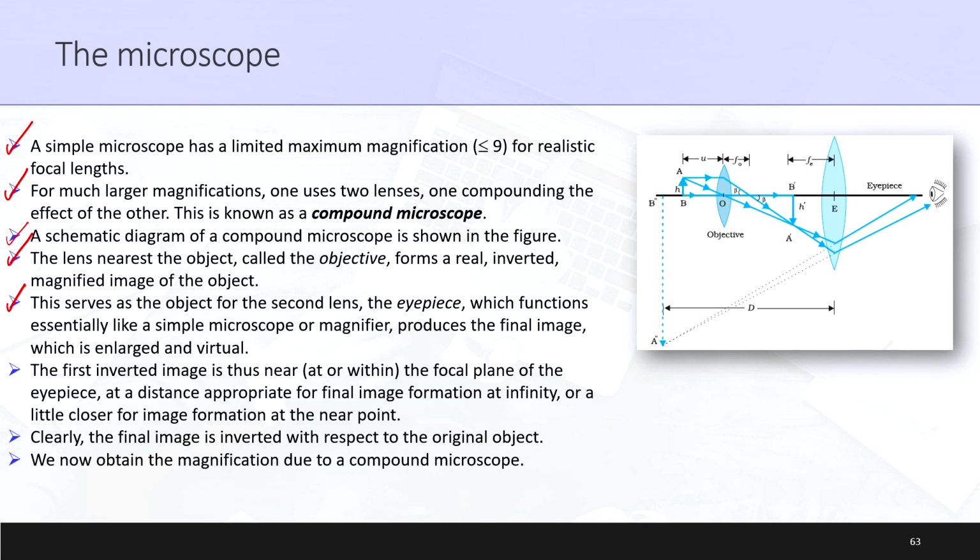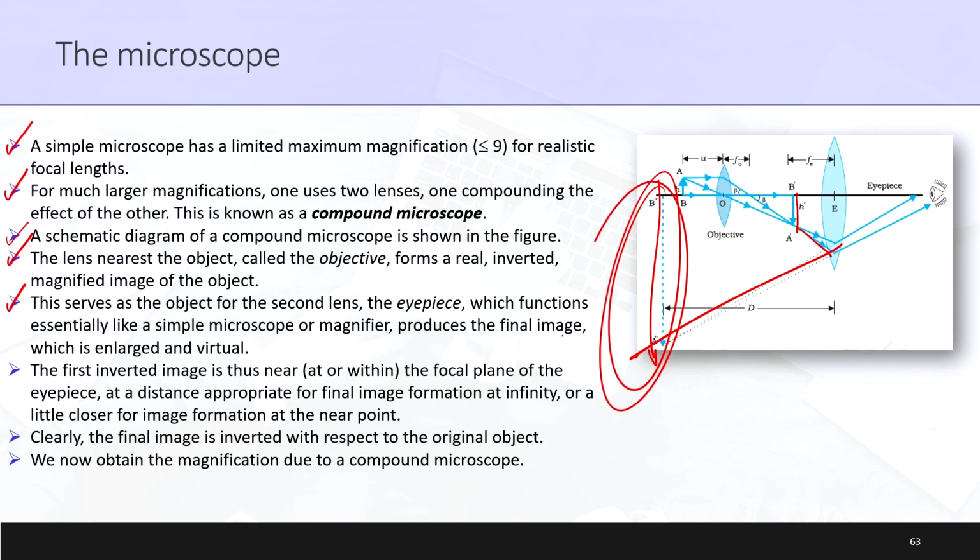The eyepiece functions essentially like a simple microscope or magnifier. Basically, its work is to again simply magnify. So what do you need to magnify now? You just need to magnify this image here. It produces the final image which is enlarged and virtual. As you can see, this enlarged virtual image is created in this portion here.